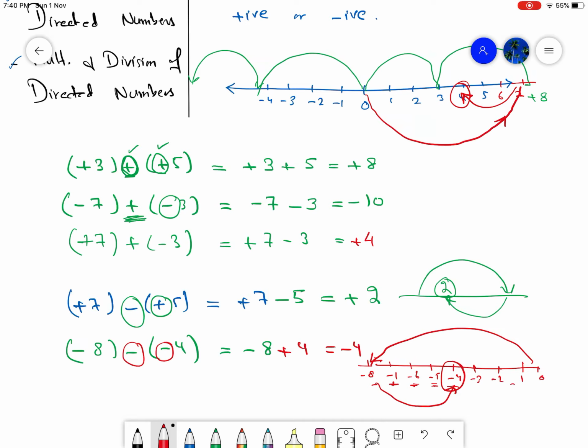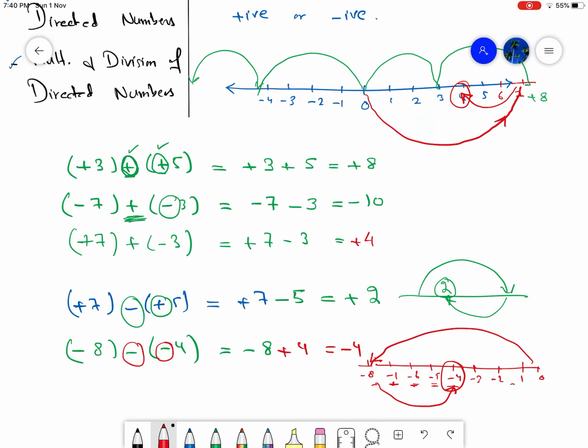We can see that basically it is a bigger number. So the sign of the bigger number is always used with your answer whenever you add or subtract directed numbers. Okay, so I hope this will clear your concept again, and I'm sure most of you already know how to work with directed numbers, especially addition and subtraction.